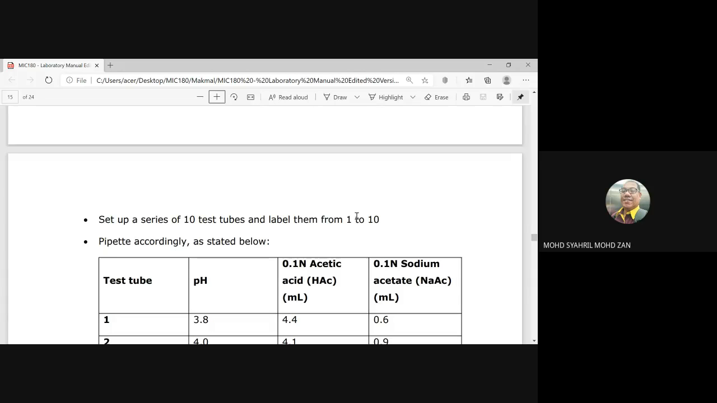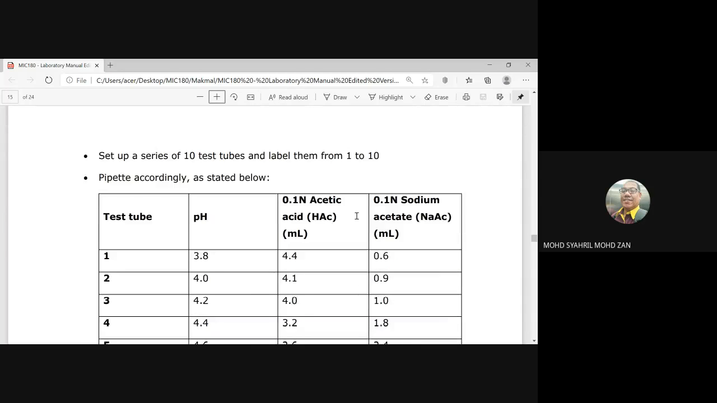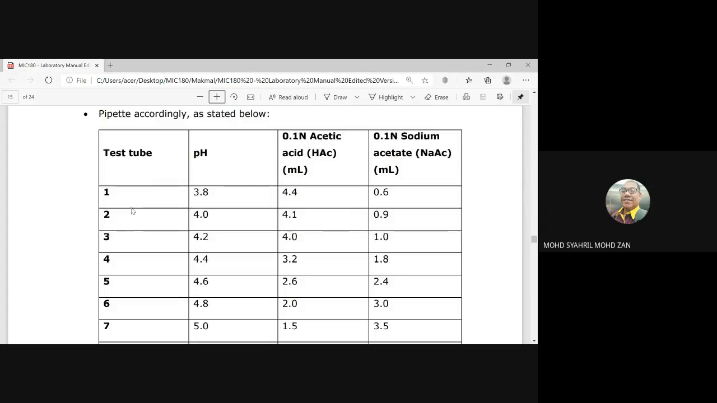So what you have to label and what you have to put: each test tube, you label 1 to 10, with different pH. You just put acetic acid and sodium acetate, and these two will be prepared by our assistant. So how do we get pH 3.8? We just follow the protocol. If you put 4.4 ml of 0.1 normality acetic acid and then 0.6 ml of 0.1 normality sodium acetate, you will get around pH 3.8.